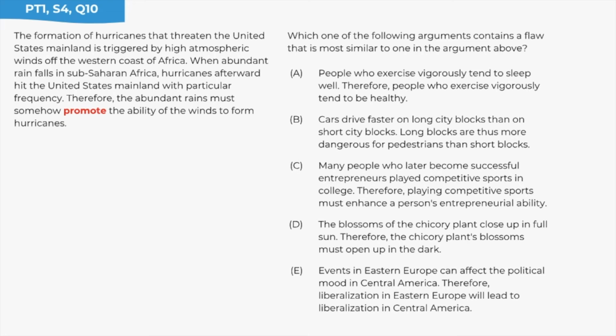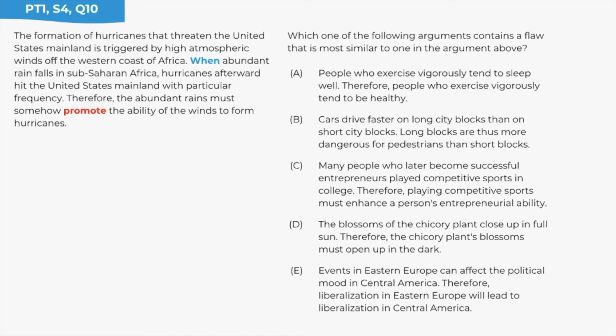Now, what are we told before that about the abundant rains? It says that when abundant rain falls in sub-Saharan Africa, hurricanes afterward hit the United States mainland with particular frequency. Now, there's nothing in that suggests causation. There's only a correlation that's implied by the word when. So when this happens, then we get this other thing that happens. And then they wanted to say that first thing caused the other to occur. So there's a correlation causal relationship that is flawed reasoning here. This argument is mistaking correlation for causation. And we want to find that same thing in the right answer.